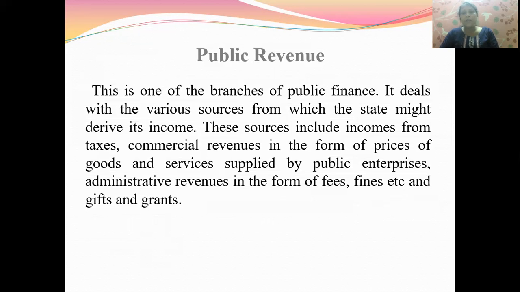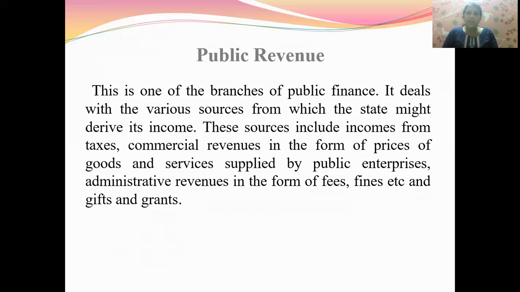So what is public revenue? Public revenue is nothing but public income. At least this is one type of income. Revenue generation is the income for the government. This is one of the branches of public finance, and it deals with the various sources from which the state might derive its income. So revenue is very, very important for the government.